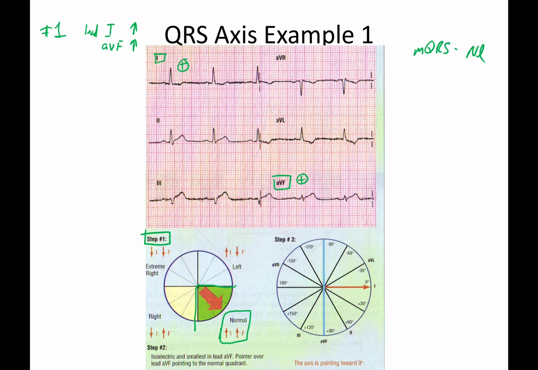Will be somewhere in the normal. Second step. We're going to try and find the most isoelectric lead that we can. That's going to be one that has an R wave and an S wave that are similar to exactly the same size, and also happen to have the most energy or amplitude compared to the others.